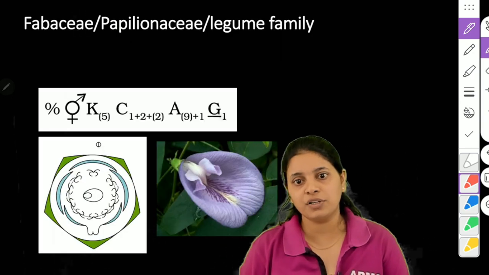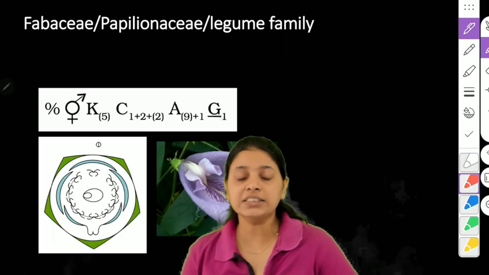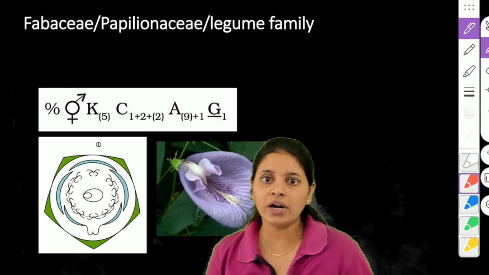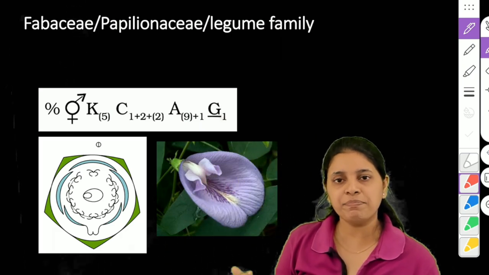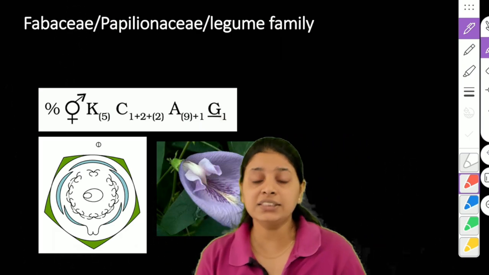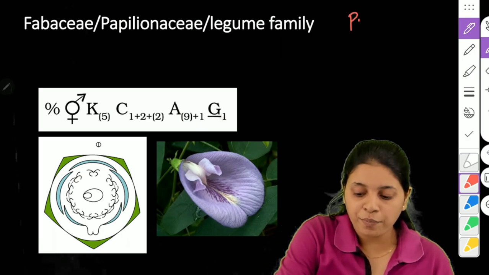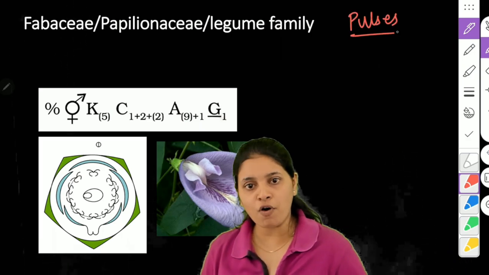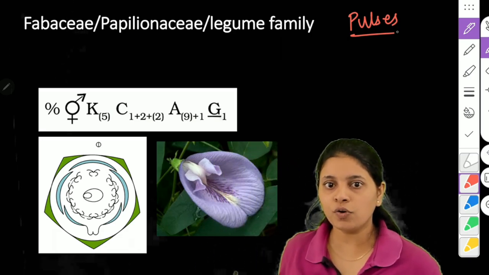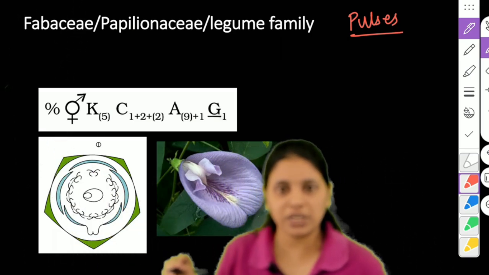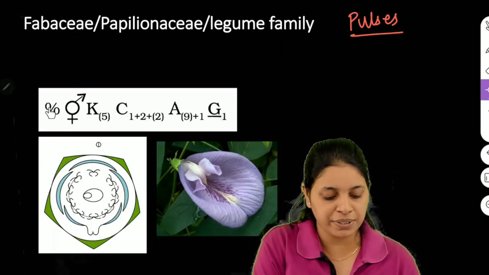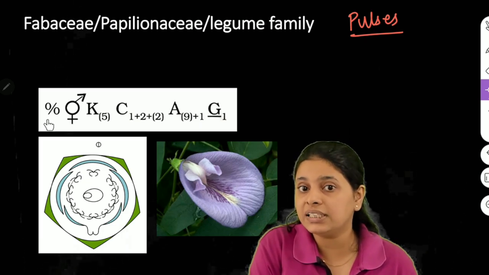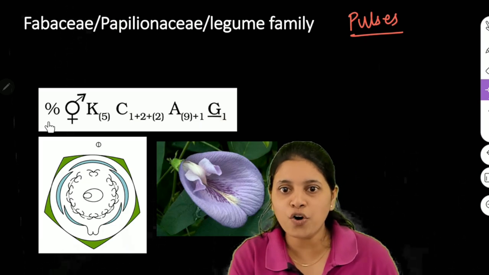Now, let's start with the first family, that is Fabaceae, which is also called Papilionaceae or simply the legume family. This includes all the important pulses, right? Let's see the floral formula and the floral diagram. So, we start with the symmetry, as you can see here. As we have percentage sign, that means it is zygomorphic symmetry.